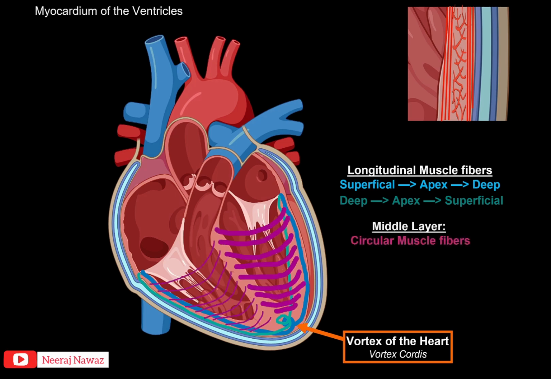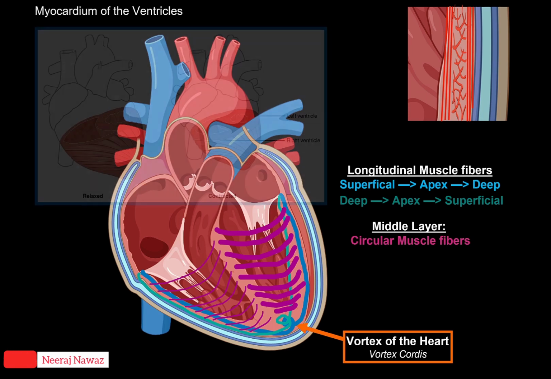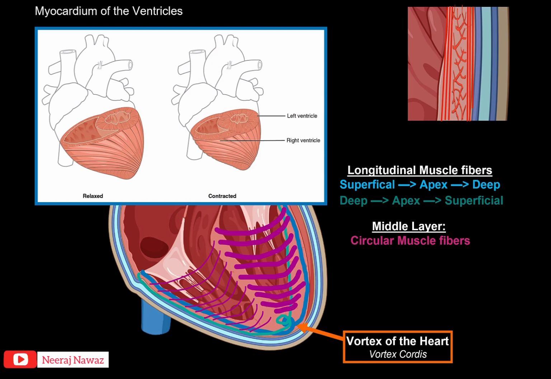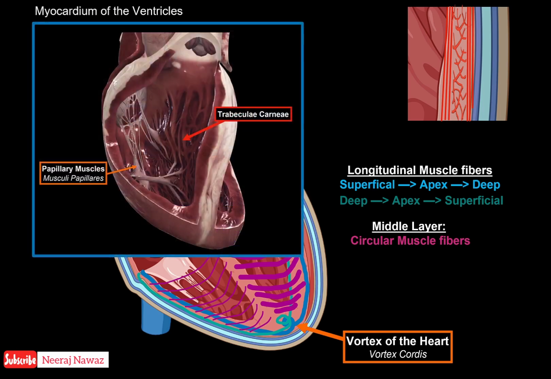This middle layer, or the circular layer, surrounds each ventricle as you see here, and you will notice that the left ventricle is much thicker than the right ventricle, and that is because the left ventricle has to pump the blood to the whole body. So it has to have more muscle in order to provide a more powerful contraction to supply the whole body. And here is a better animated picture of how the muscle fibers go. And really notice how the left ventricle is much thicker than the right ventricle.